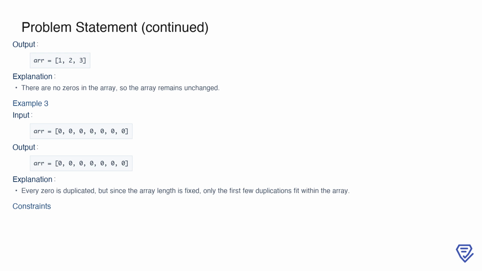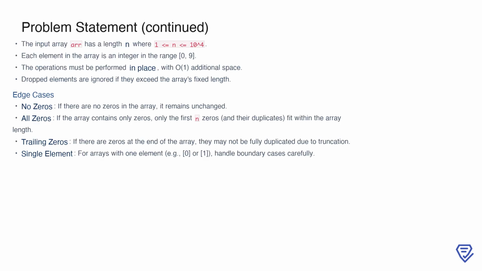These examples highlight how the presence and position of zeros affect the outcome while adhering to the fixed length of the array. To summarize the constraints and edge cases, the array length, denoted as n, lies between 1 and 10,000. Each element is a digit between 0 and 9. The operations must be performed in place, meaning no additional space can be used, apart from the input array itself. If elements are shifted beyond the array's fixed length, they are simply ignored.